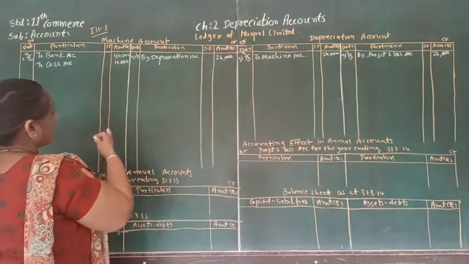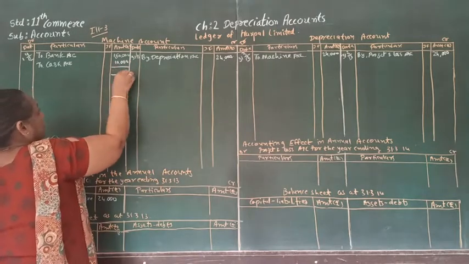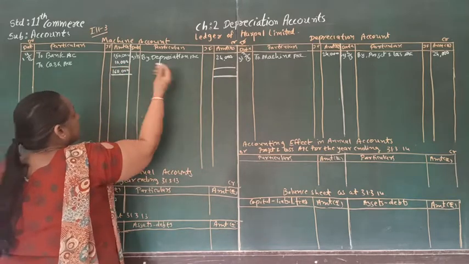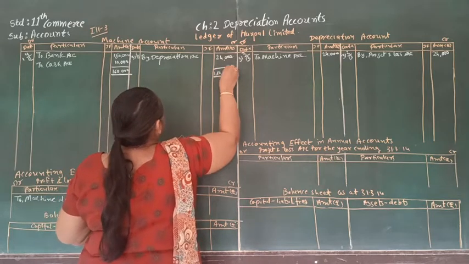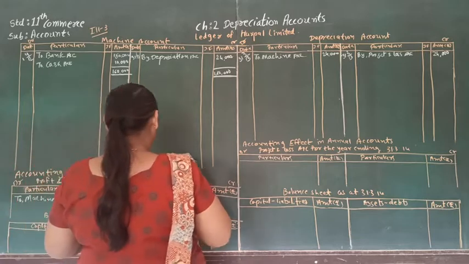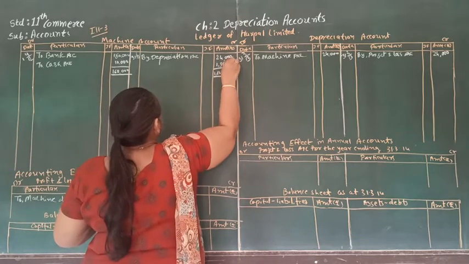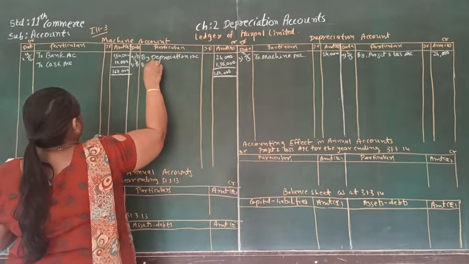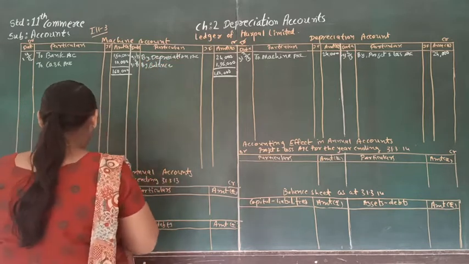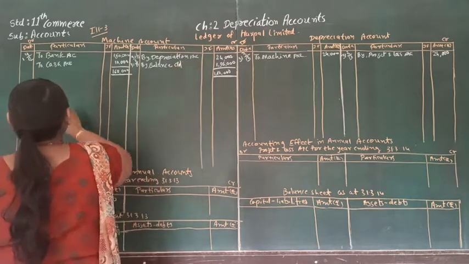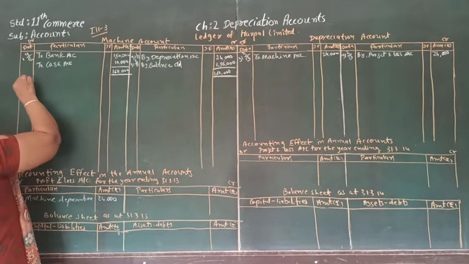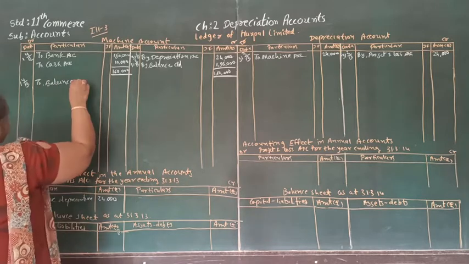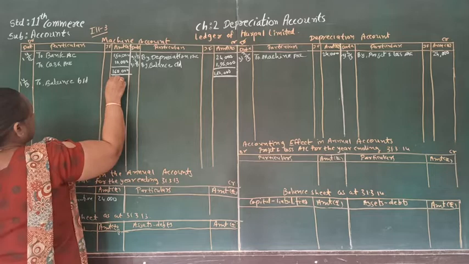Now we have to close the machine account as well as the depreciation account. For the closing, as we know, the amount will be 1,60,000. That we will take to the credit side, 1,60,000. From that, we are going to deduct 24,000. So the balance of the machine account will be 1,36,000. Here on the same date, 31st 3/13, by balance carried down, and the same balance we are going to bring down on the next day, that is 1/4/13, to balance brought down, and the amount will be 1,36,000.